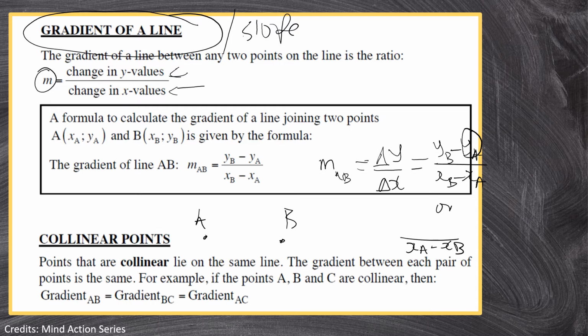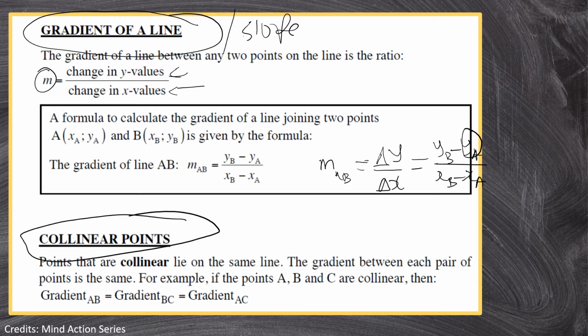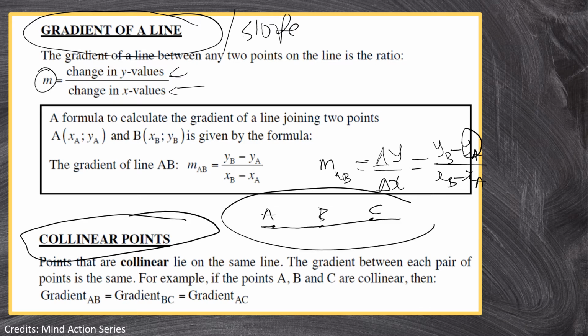Okay, so we also have this idea of collinear points. What does it mean when we say points are collinear? That is, they are in the same straight line. We are saying points are in the same straight line, such as ABC. What does that imply? It implies that the gradient will also be the same, because if we calculate the gradient of this line at any point, it will still remain the same because it's a straight line.